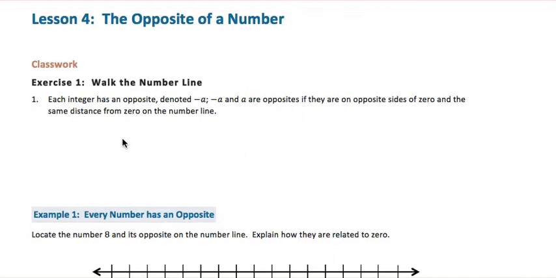Each integer has an opposite, which we denote as negative a, a representing any number. Negative a and a are opposites if they are on opposite sides of 0 and the same distance from 0 on the number line. Please notice those two qualities. They are on opposite sides of 0 and the same distance from 0 on the number line.